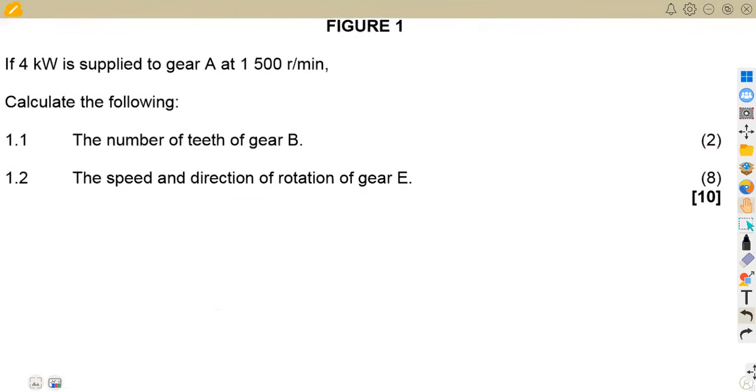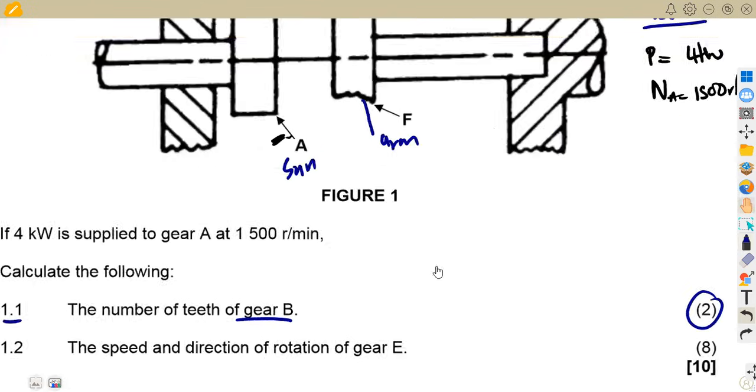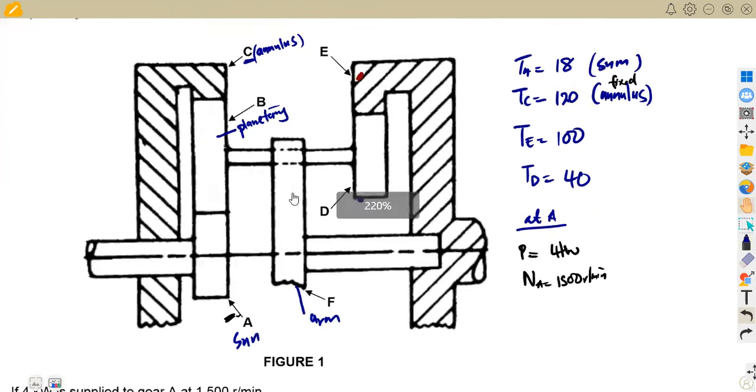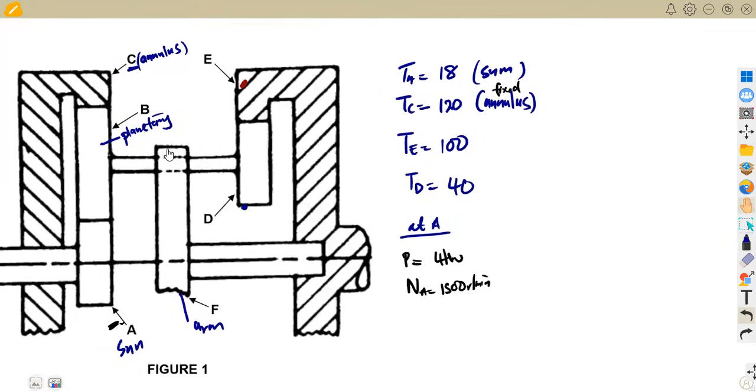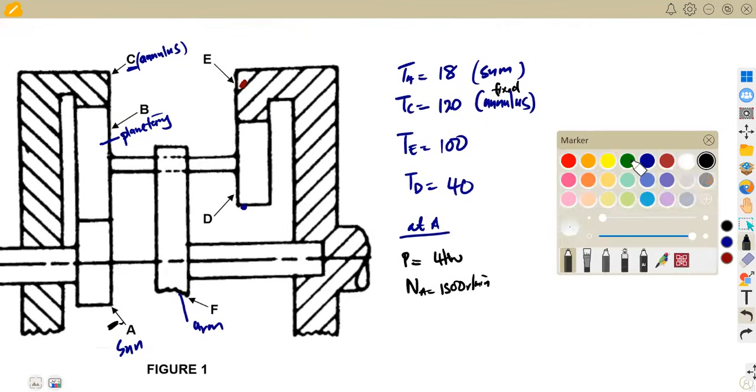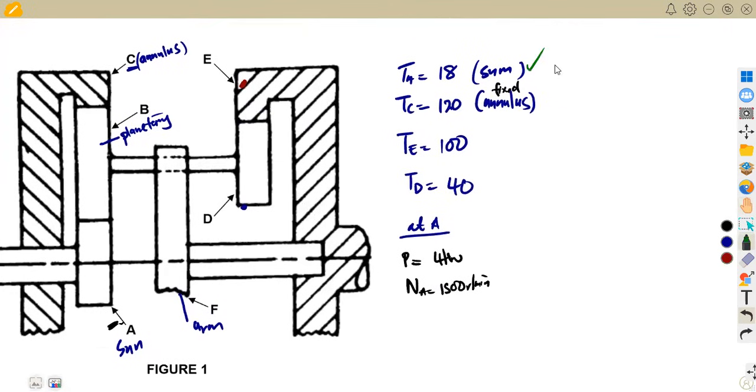The first part of our question is to calculate the number of teeth of gear B. Which part is gear B? If we check our diagram, gear B is our planet gear. Since we have the number of teeth on the sun and on the annulus, we can calculate the number of teeth of the planet gear from the formula.